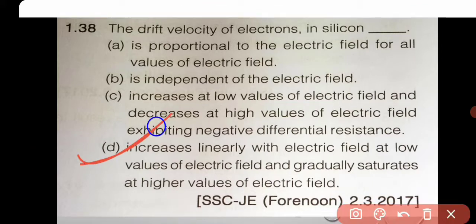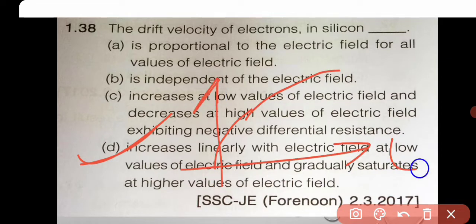Now if we draw its graph, the graph comes out something like this. For lower values of E, we can see that VD is proportional to E, and as we increase the value of E, VD becomes saturated. So here the correct answer will be option D.